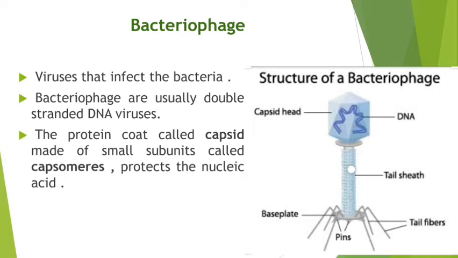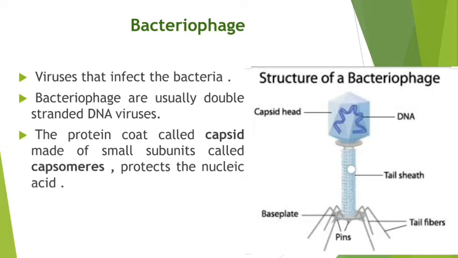The protein coat is called capsid, and the capsid is made up of small subunits called capsomeres. This capsid is made up of numerous small subunits, and these subunits are known as capsomeres. These capsomeres, or the capsid as a whole, protect the nucleic acid, that is DNA. So this protein protects the DNA of this bacteriophage. So my dear student, here is the structure of a bacteriophage.